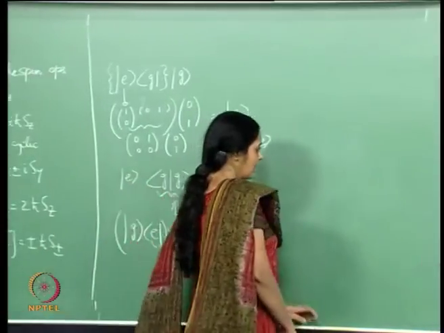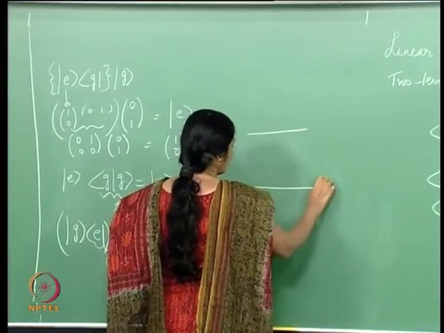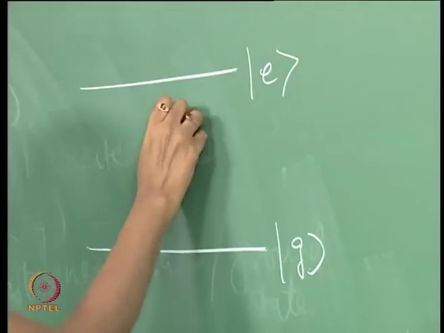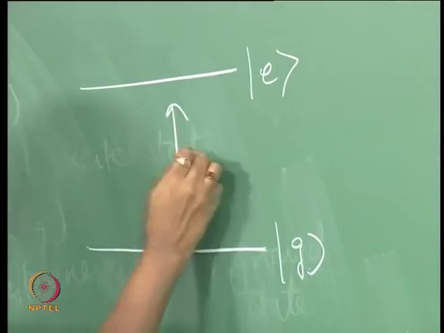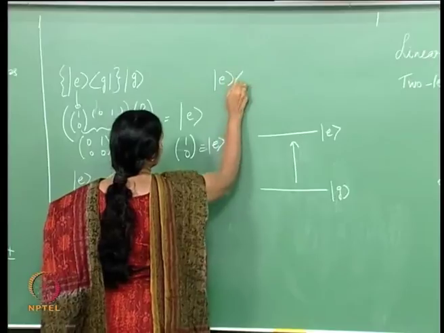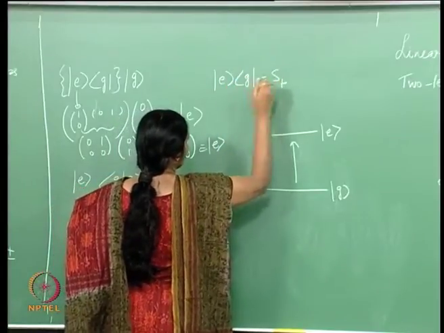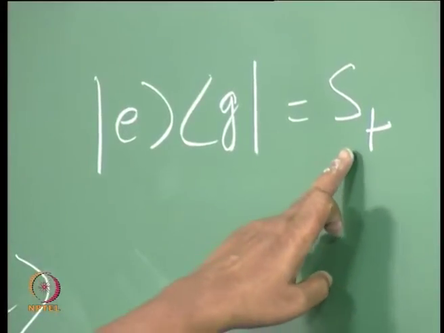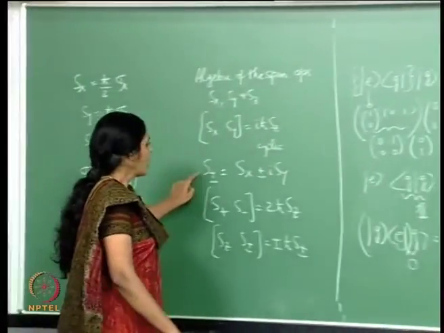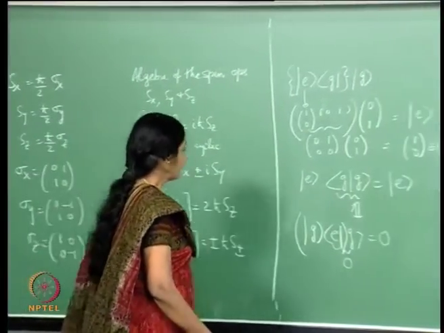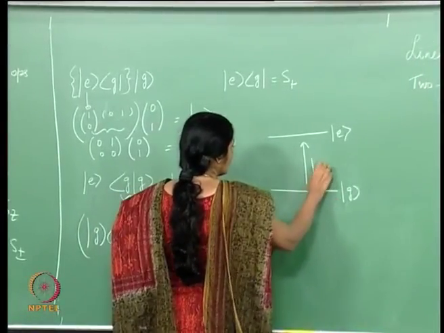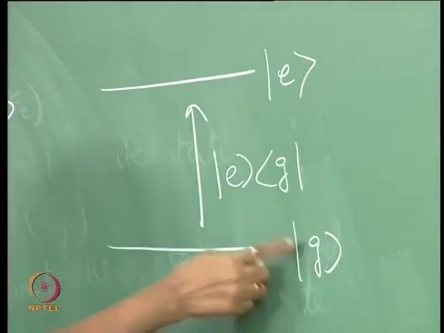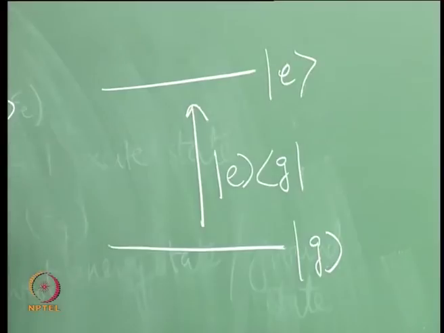So in my picture, I have the two levels of the atom, and there is this operator which I will denote by S plus. You will realize that I am doing this from hindsight, because I will show soon that this S plus is the same as the S plus that I got here. So the operator EG takes the ground state to the first excited state.